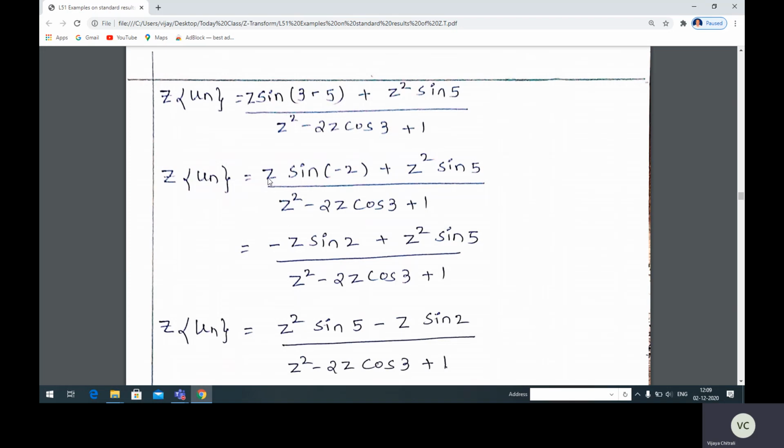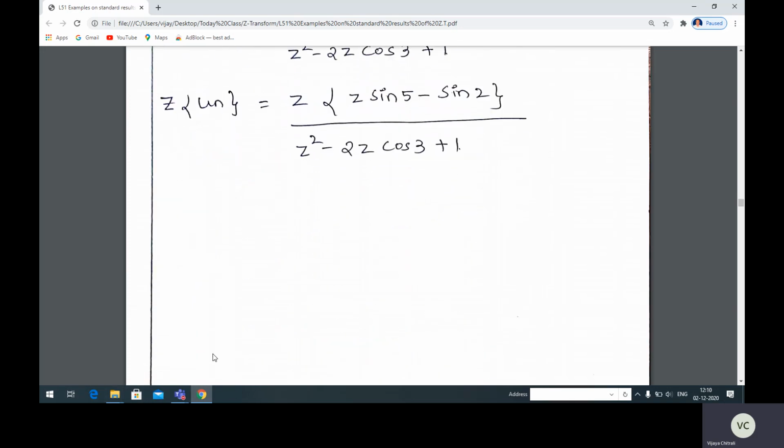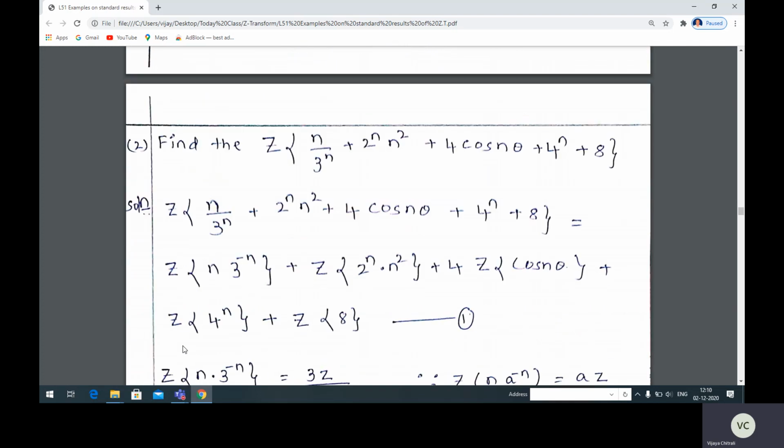So we'll get z sine of minus 2 plus z square sine 5 divided by z square minus 2z cos 3 plus 1. So sine of minus theta is minus sine theta, minus z sine 2 plus z square sine 5 divided by z square minus 2z cos 3 plus 1. So writing the positive term first, z square sine 5 minus z sine 2 divided by z square minus 2z cos 3 plus 1. So this is the required answer. Now move on to the next example.